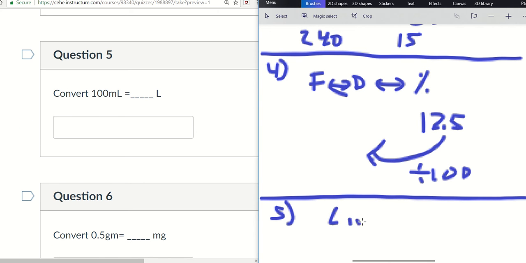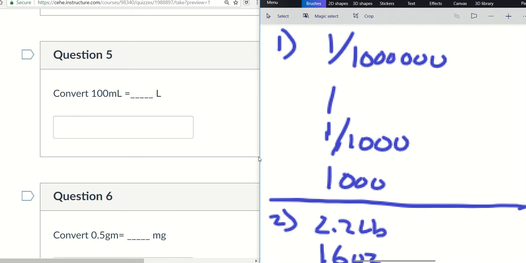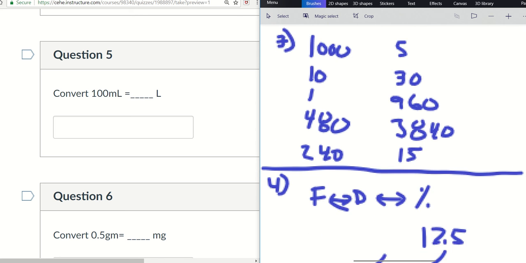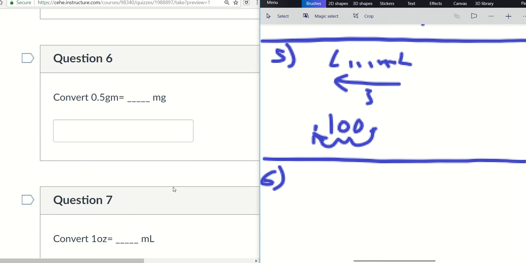Number 5, liters to mLs. So same as the mass, you're just going to move the decimal point, in this case 3 spaces to the left. So here's 100, there's the decimal point, 1, 2, 3, and then make sure you document your number appropriately. How would you document that number? Just 0.1. Yeah, just 0.1. You want to leave off those trailing zeros at the end. 0 in front, no trailing zeros.